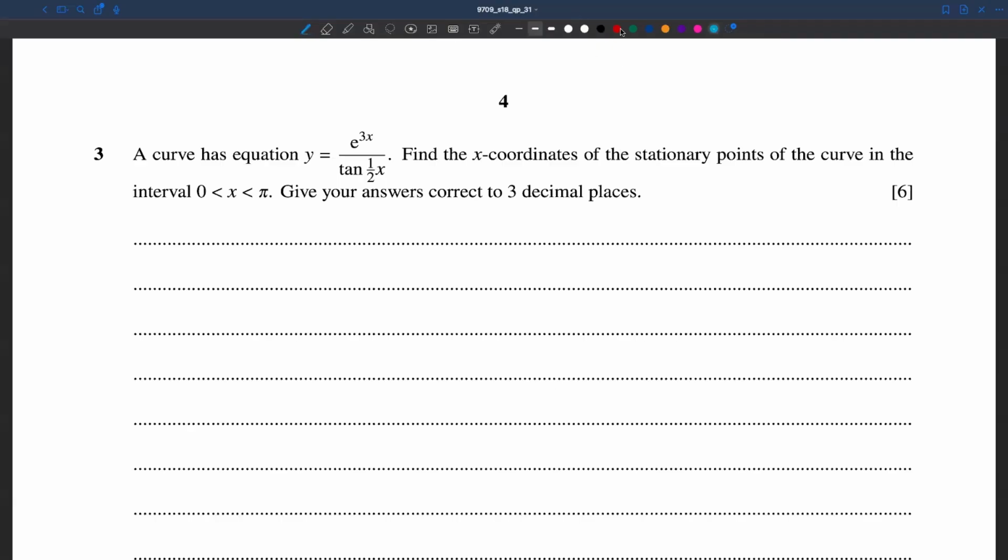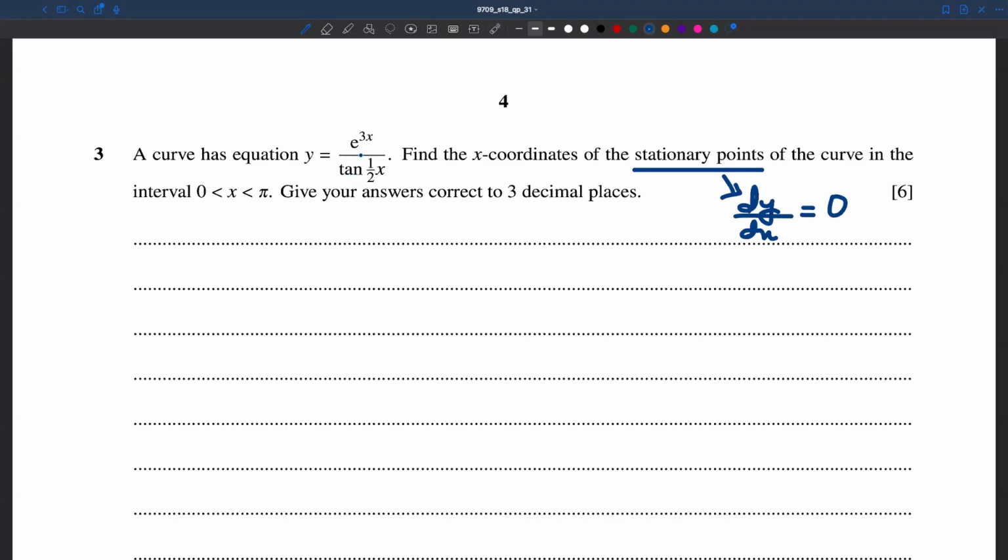Let's start. So in this question, a curve has equation y equals e power 3x upon tan half x. Find the x coordinates of the stationary points of the curve. Stationary points mean that dy/dx will be equal to 0. That's the first thing that you should be able to recognize in the question. Give your answer correct to 3 decimal places.